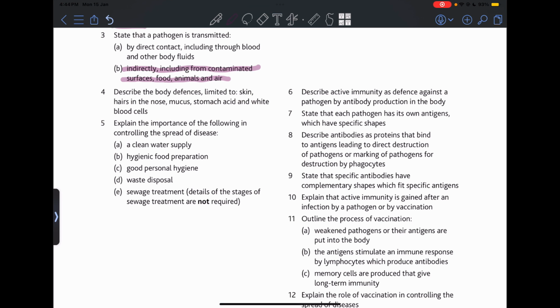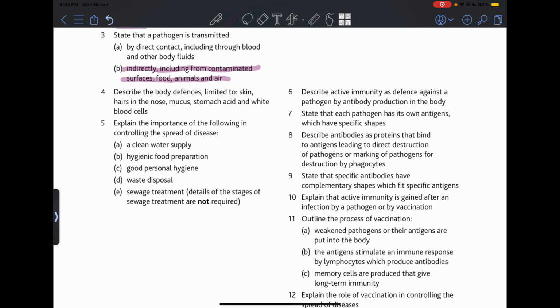Number 5 is explain the importance of the following in controlling the spread of disease. A says a clean water supply. So people will need clean water to control or prevent the spread of diseases, because people will cook with this water and they may shower in that water.